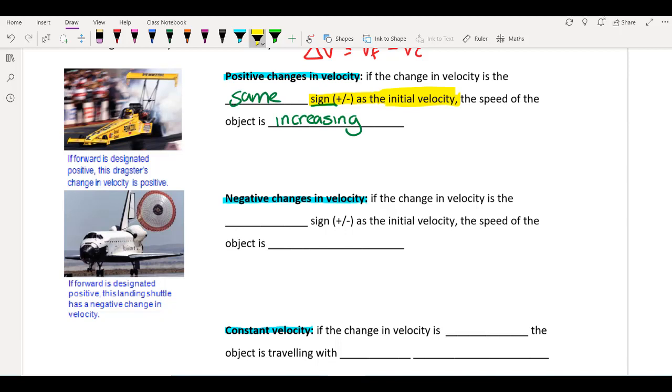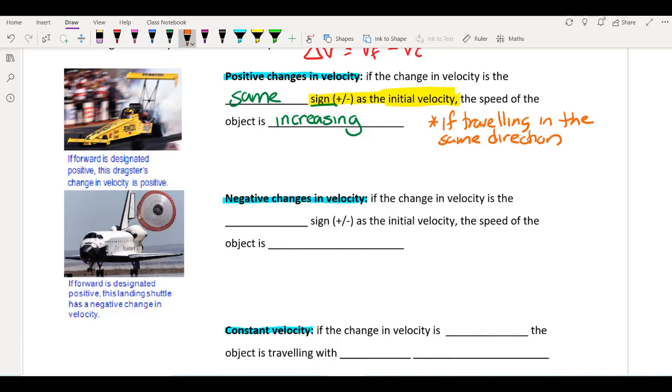So what this is saying is, if an object is speeding up and the signs of the initial and the change is the same, in other words, if it's traveling in the same direction and speeding up, then we have positive change in velocity. Okay?